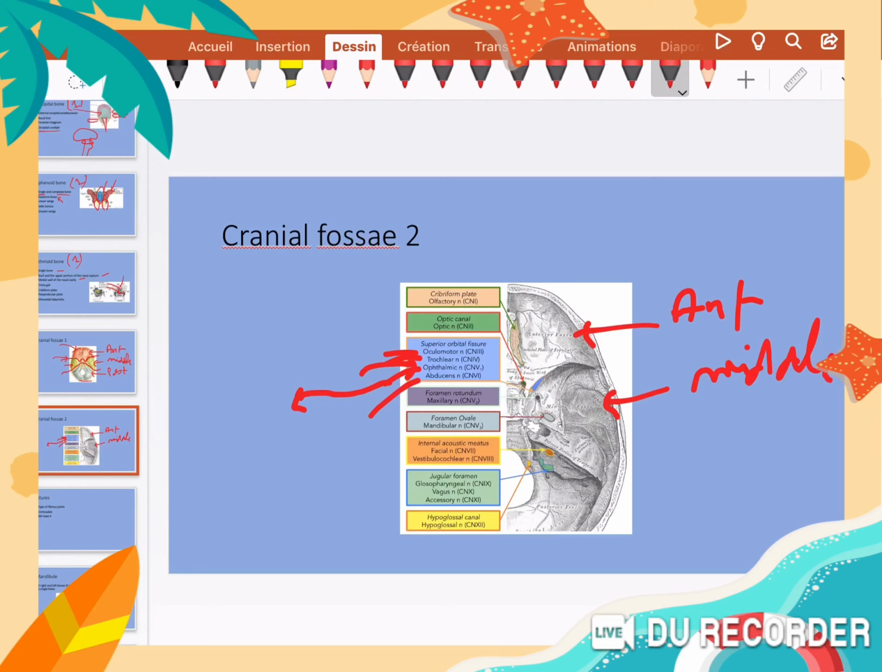And then we have the foramen rotundum underneath the superior orbital fissure, where the maxillary nerve passes through. The maxillary nerve is the second division of the trigeminal nerve. Underneath the foramen rotundum, we have the foramen ovale. The foramen ovale is where the mandibular nerve, or the third division of the trigeminal nerve, passes through. Here, the maxillary nerve is for the innervation of the maxilla, and the mandibular nerve for the innervation of the mandible.